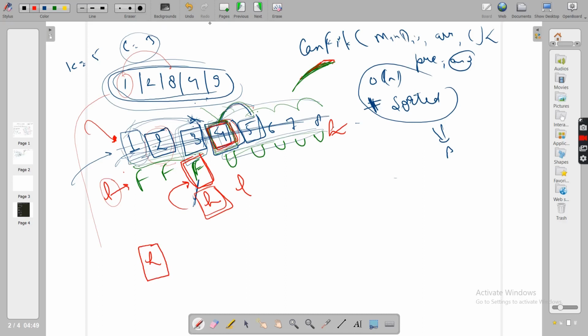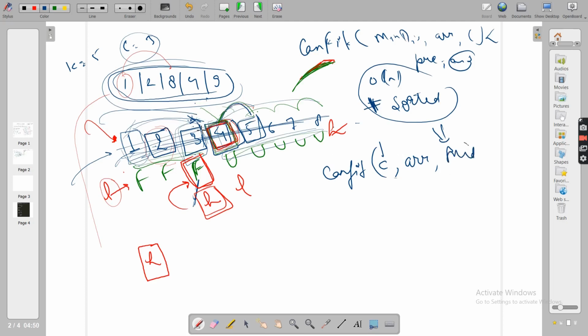Okay, now let's see how to write this canFit function, and I'll write right here, no problem. So let me have this canFit function. It will take the number of cows you are having, it will take this array of positions, and it will take, let's say, mid, because you will obviously be calculating mid.